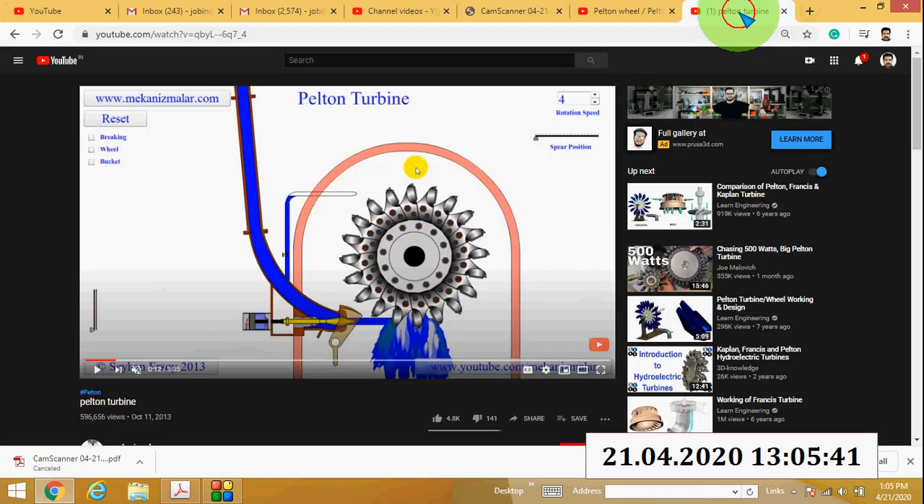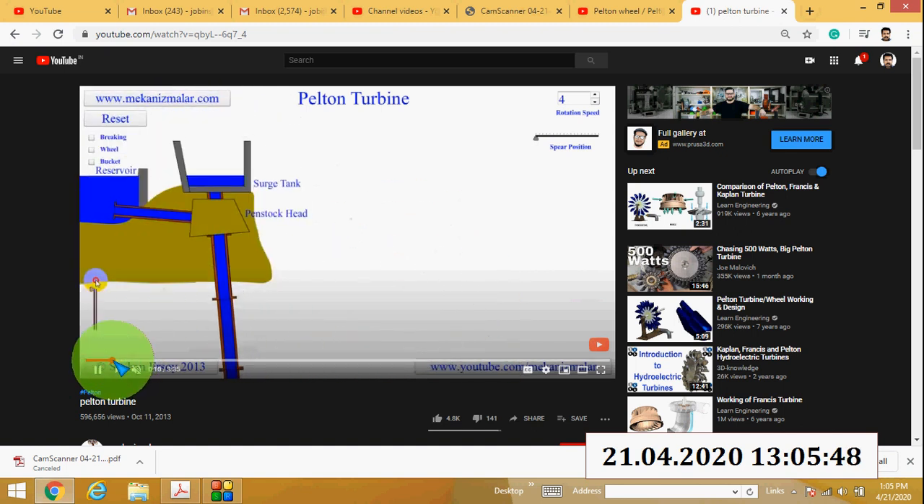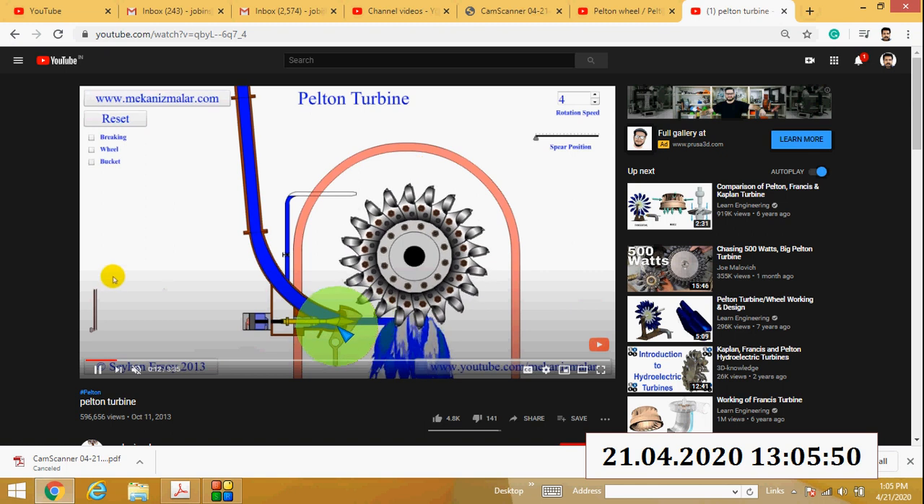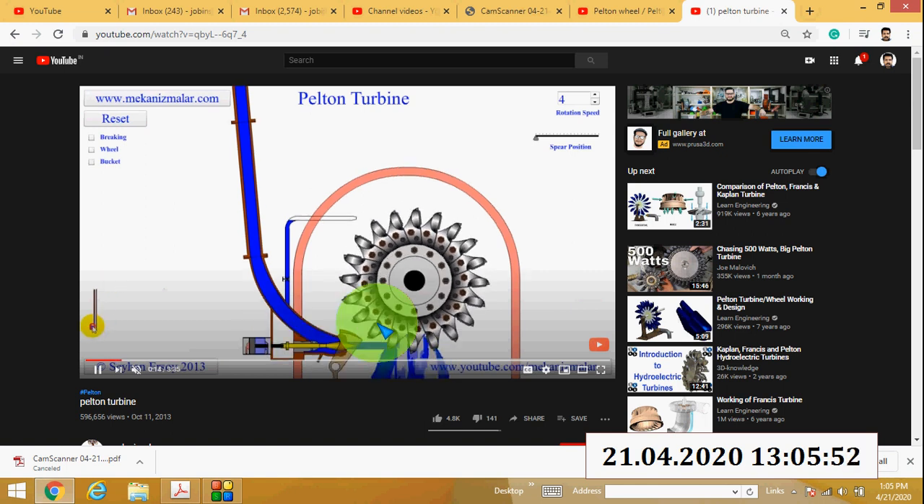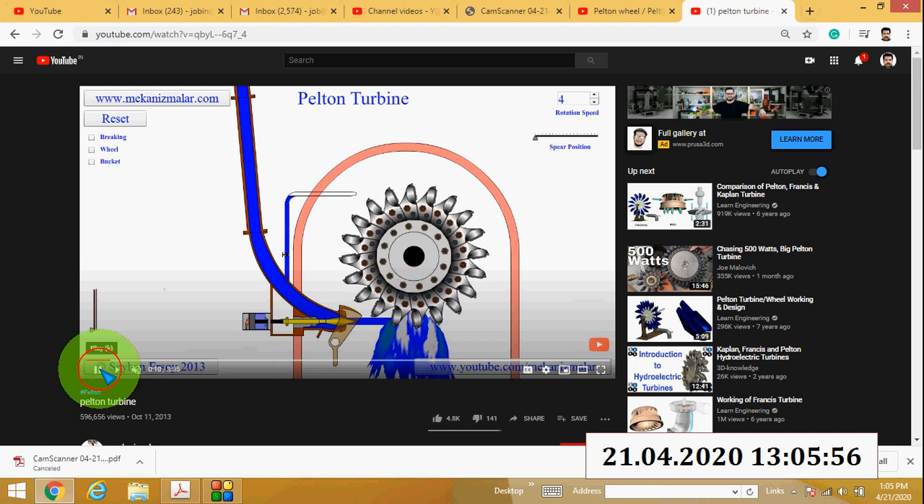Once again I will show. You can see this is the nozzle and flow regulating arrangement. Through this spear we can control the flow of water. This is number one, the nozzle and flow regulating arrangement.